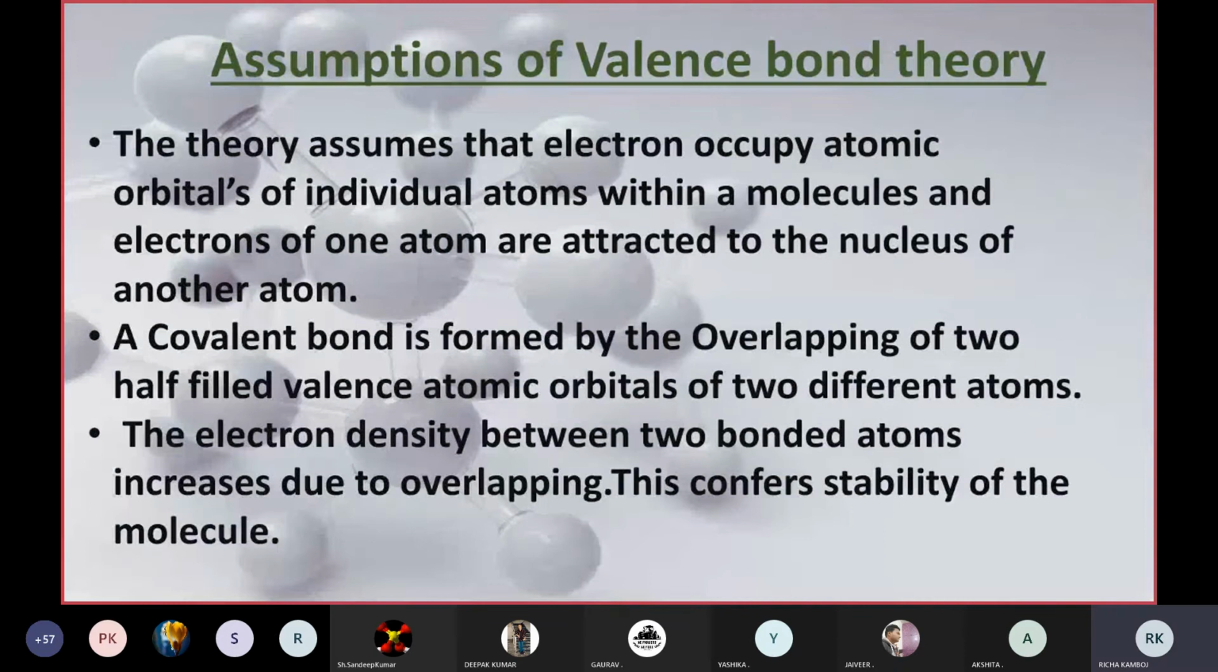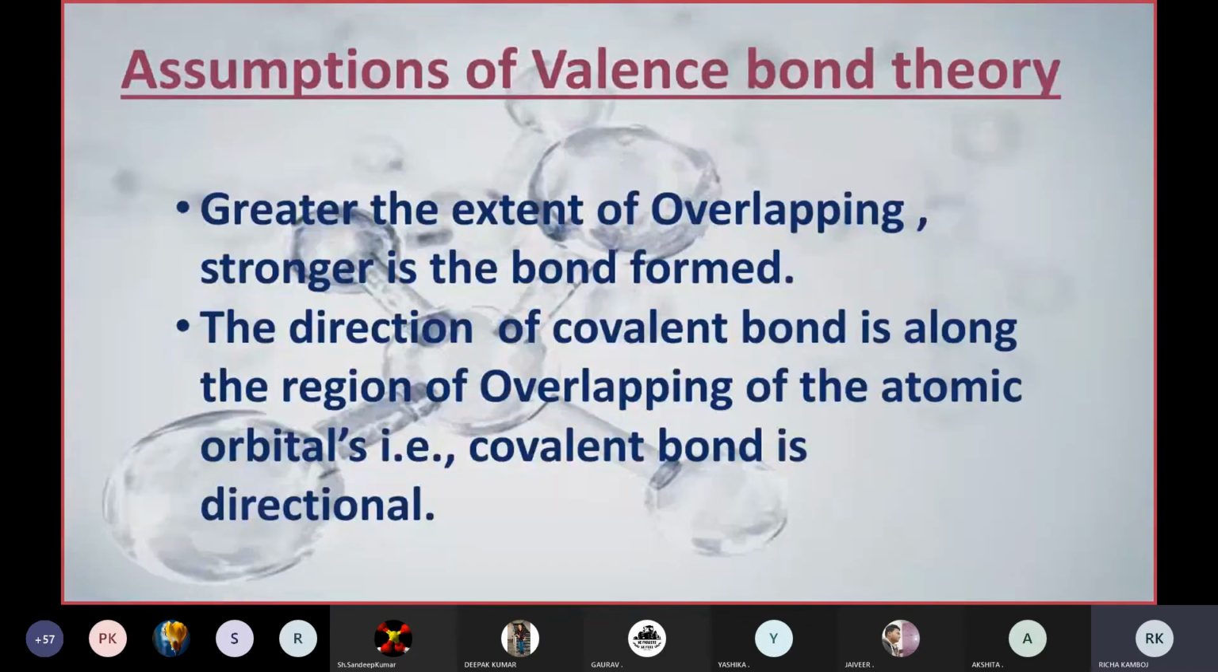Assumptions of valence bond theory. The theory assumes that electrons occupy atomic orbitals of individual atoms within a molecule and electrons of one atom are attracted to the nucleus of another atom. Second, the covalent bond is formed by the overlapping of two half-filled valence atomic orbitals of two different atoms. Third, the electron density between two bonded atoms increases due to overlapping. This confers stability to the molecules.